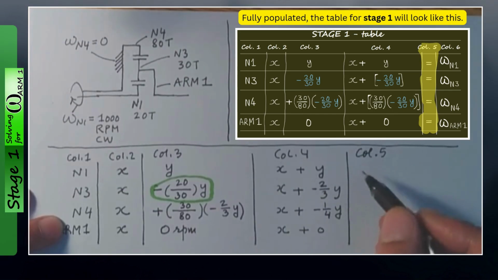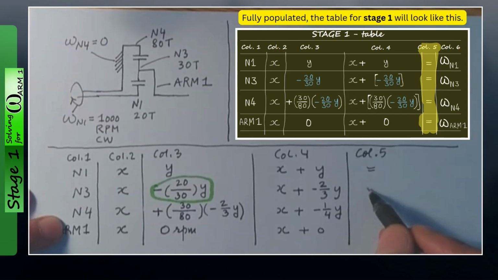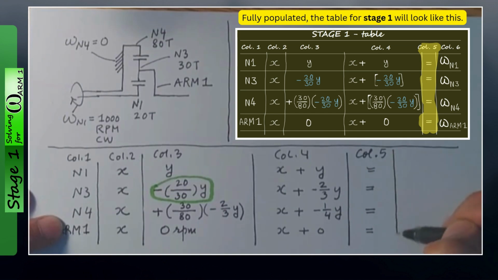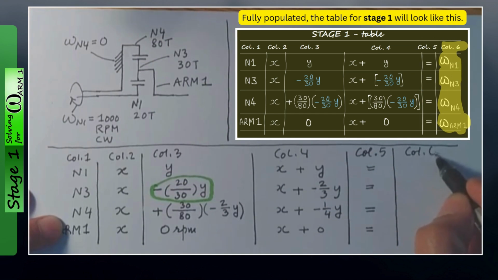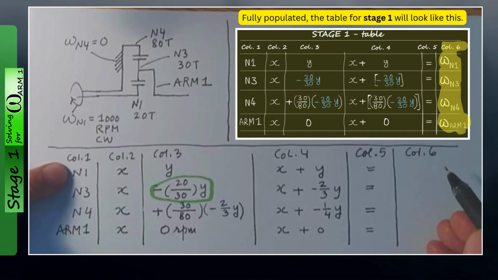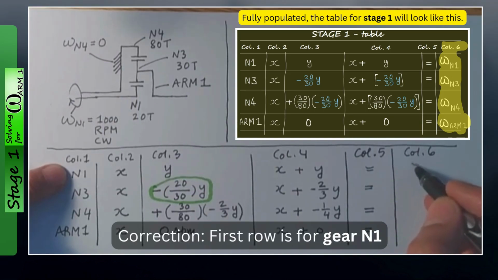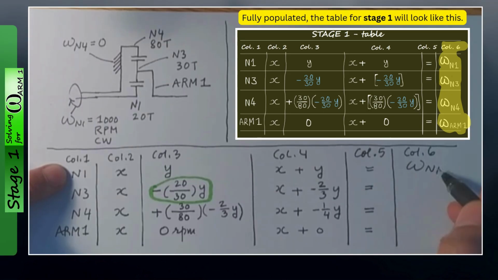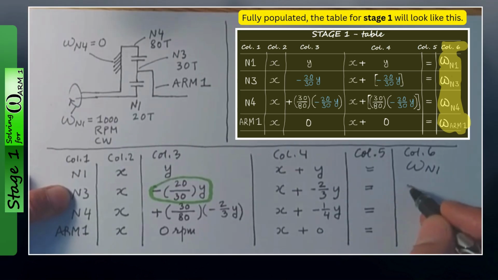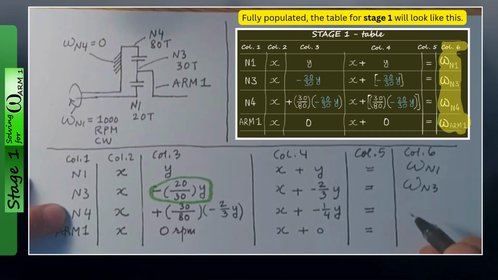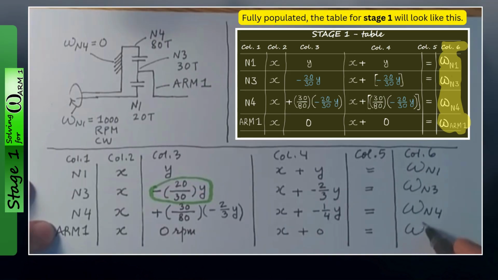For each row, in each cell, just print equal sign. It will become obvious pretty soon. We move on to column 6. So first row is for column N1. Just write omega N1. That is the rotational speed of N1. Second row is for planet gear N3. Just write omega N3. Third row is for the ring gear N4. We write omega N4. Last row is for arm 1. We write omega arm 1.